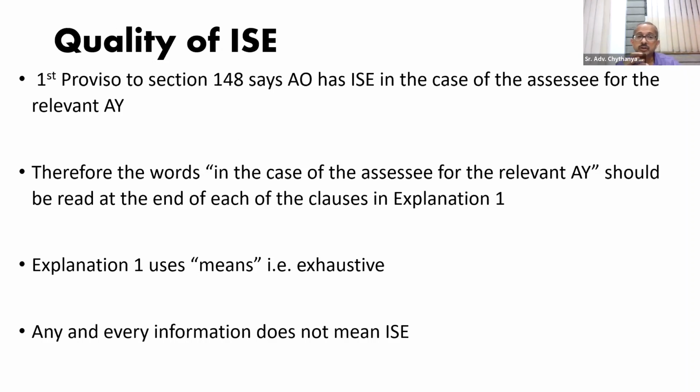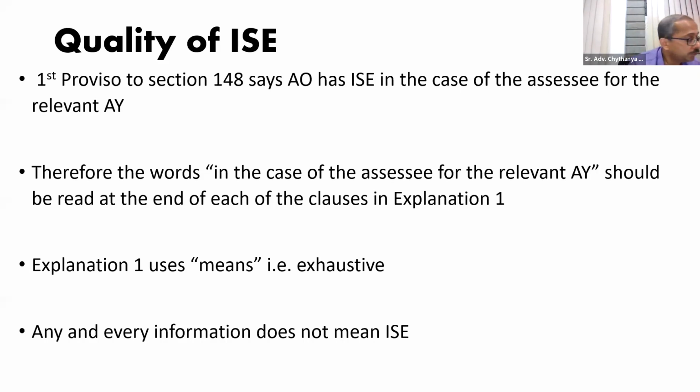Now, the first proviso says no notice could be issued unless there is information with the assessing officer which suggests that the income chargeable to tax has escaped assessment, unless there is ISC. But it doesn't stop there. It says, in the case of the assessee for the relevant assessment year. So when you go to explanation 1 or explanation 2, the meaning of ISC and deemed ISC, in some places they would not have stated 'in the case of the assessee for the relevant assessment year', but these words have to be read in. For example, information collected under section 90 will have to relate to the assessee for the relevant assessment year. These words are not there in explanation 1, but they have to be read in because of these words which exist in the proviso.